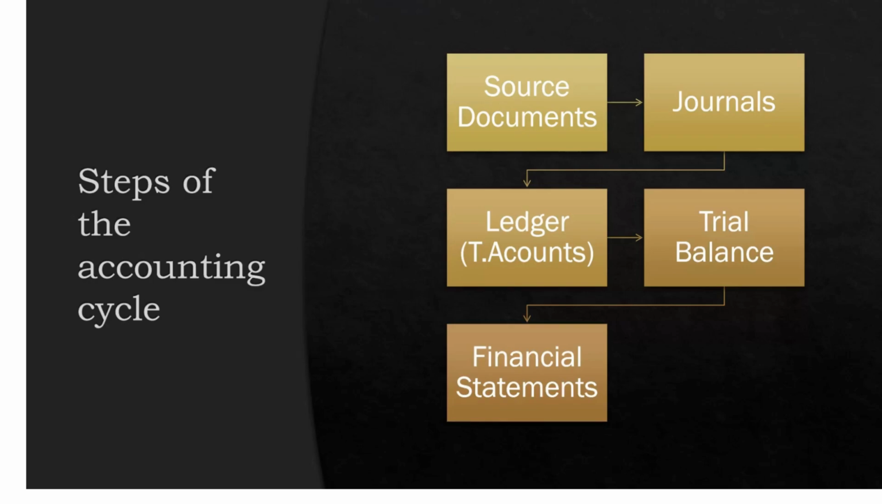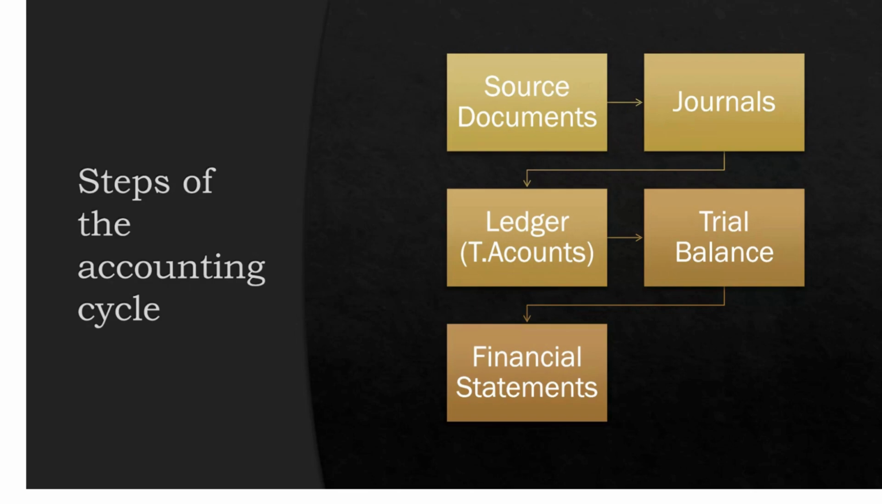Before we can look at what books of original entry are, we want to look at the steps of the accounting cycle. Remember that where we get information to put into the accounting cycle is from the source documents. When we get that receipt, or that invoice, or that purchase order, we're going to collect the necessary information from the source document and put it in the different types of journals.